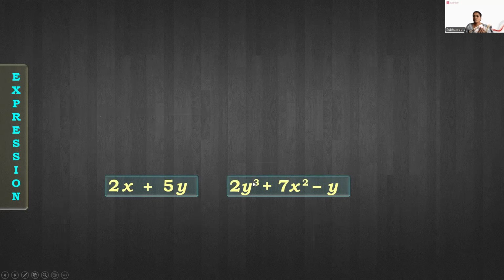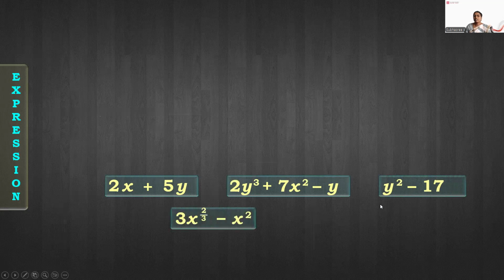Now you are seeing 2y power 3 plus 7x square minus y. This is also an expression. One more expression example, y square minus 17. Another example, 3x to the power of 2 by 3 minus x square. And the last example, x power minus 1 plus 5.